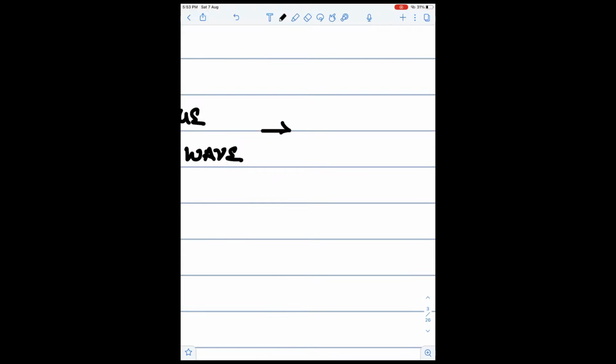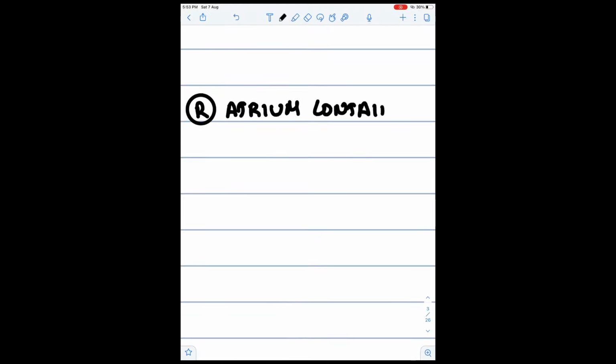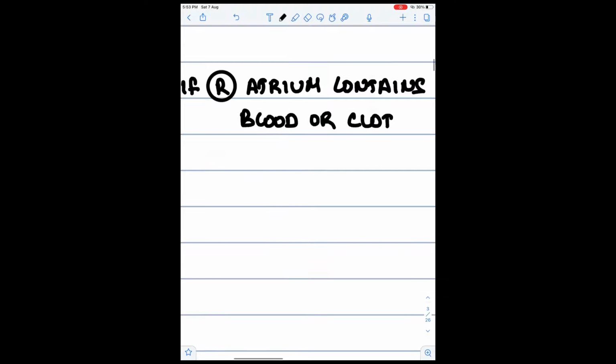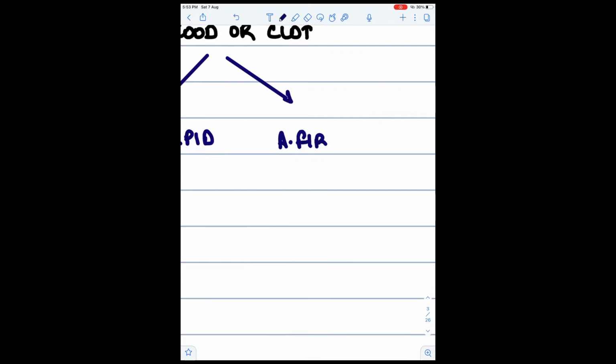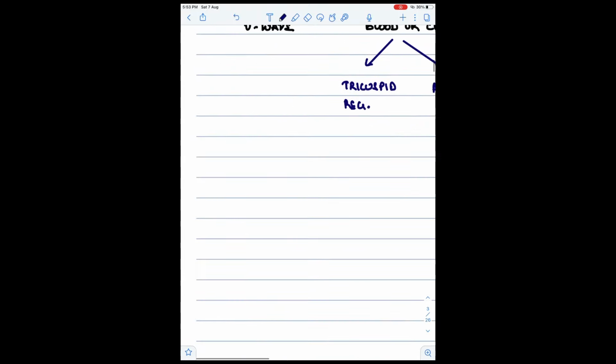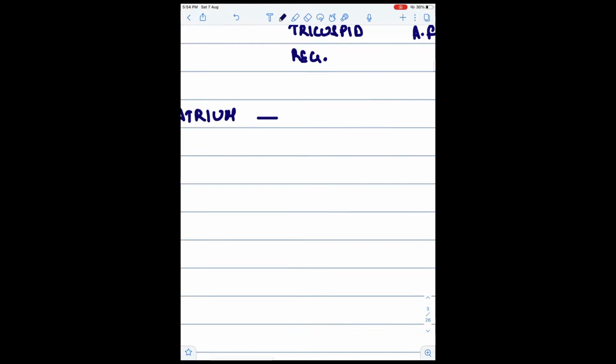Sometimes the V waves can be large also. It occurs if the right atrium already contains blood or clot. The right atrium here already contains blood and the clot, leading to the production of large V waves. The blood, as already told, can be seen in tricuspid regurgitation, and clot is seen in atrial fibrillation. Hence, echocardiography is important in a patient of atrial fibrillation because of the presence of clot.